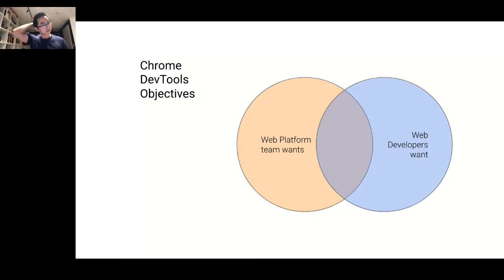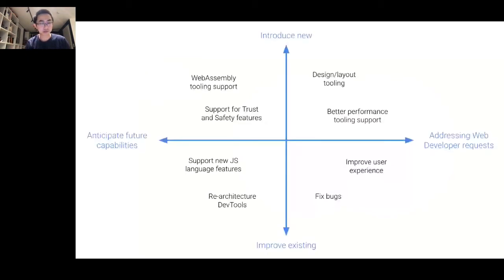So if you look at this two-dimensional map, then on the one hand, we have addressing web developer requests, feature requests, or ideas that people might have. But then we also need to anticipate future capabilities that are being introduced to the web. We have the choice between introducing new features or improving what already exists. And you can see there's a lot of different projects out there that map into these fields.